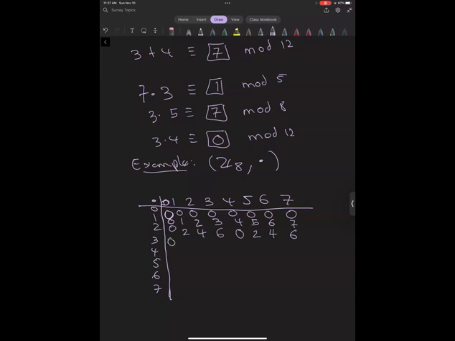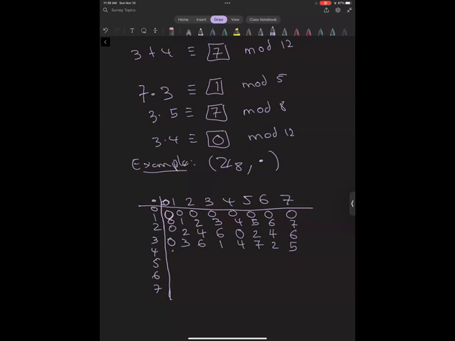So we can go on. 3 times 0 is 0, 3 times 1 is 3, 3 times 2 is 6, 3 times 3 is 9, modulo 8 is 1. 3 times 4 is 12, modulo 8 is 4. 3 times 5 is 15, modulo 8 is 7. 3 times 6 is 18, modulo 8 is 2. 3 times 7 is 21, modulo 8 is 5. Yeah, 5. Right.